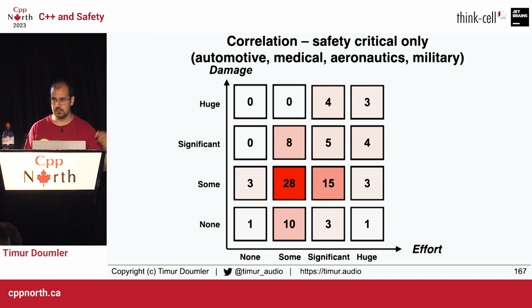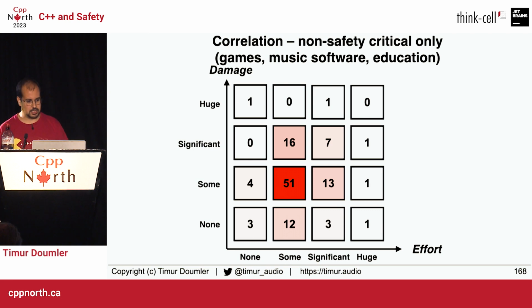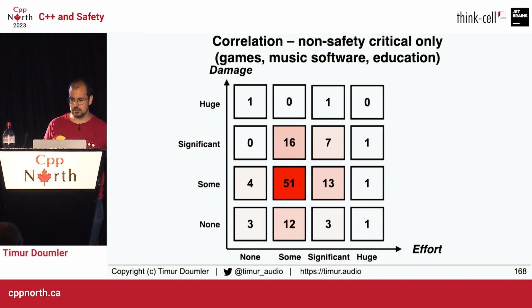Quite a few people from the military industry answered this questionnaire, which I was surprised by. And then if you plot non-safety-critical only, like games, music, software, education, this kind of stuff where you don't really care too much if it crashes, nobody's going to die, you still get the same heat map. So there's no difference between industries.